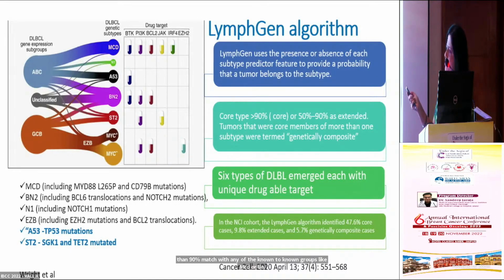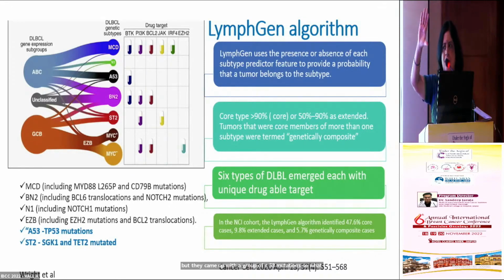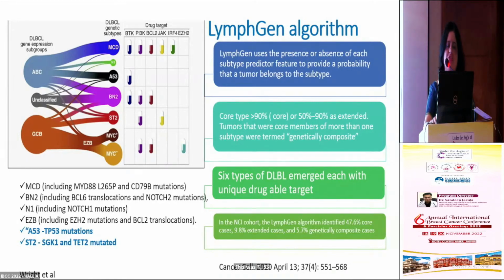If it was a 50 to 90% match, then they were still put in that group, but less than 10% match were not put in that group. So after doing this, they found that the 4 subtypes that were diagnosed or predicted earlier remained, but they came up with a group of TP53 mutations. So what it told us was that these 4 subtypes are the same in every group, but beyond that, what remains contains different kinds of tumors. This was TP53 mutated and the SGK1-TET2. When you use it in the general population, SGK1-TET2 emerged as a very important group.